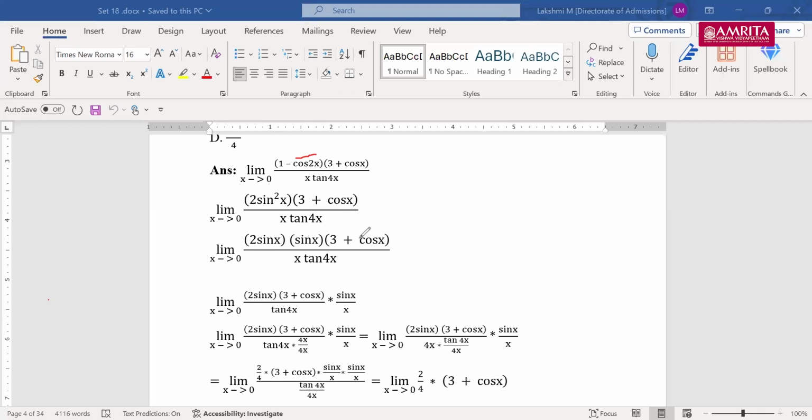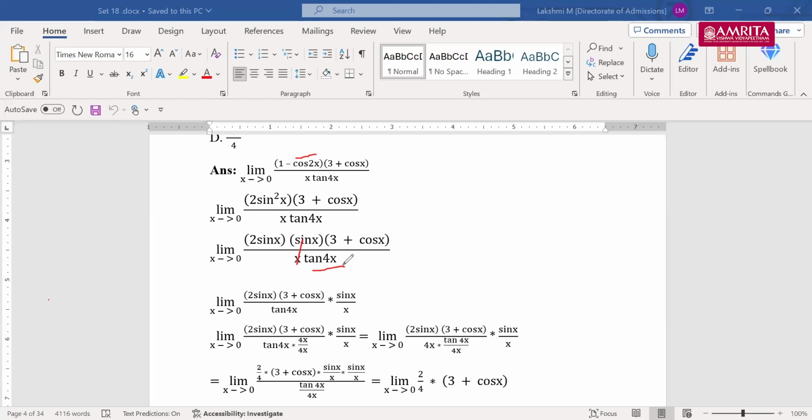Now limit x tends to 0. I want it as something like sine x square by x square or something like that. So I'll be able to split these terms as 2 sine x into sine x, this is 3 plus cos x itself, and this is x tan 4x. So this term, it's okay. I have what is remaining as 2 sine x into 3 plus cos x by tan 4x.